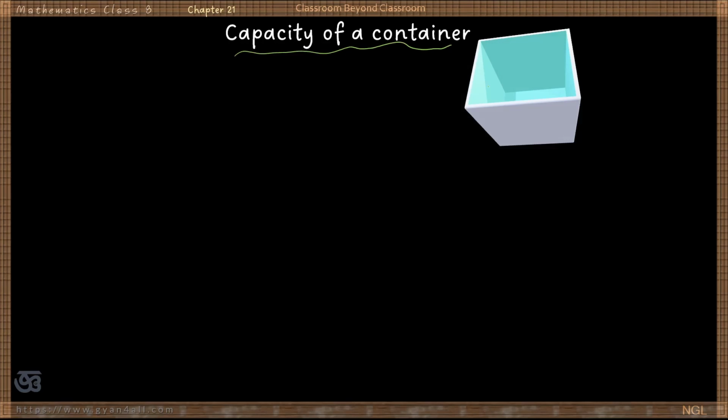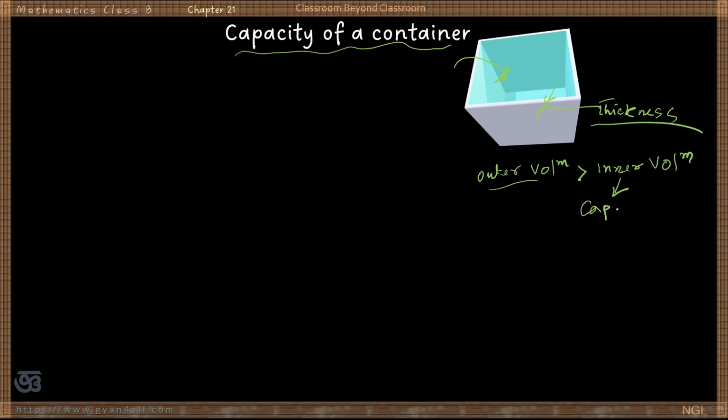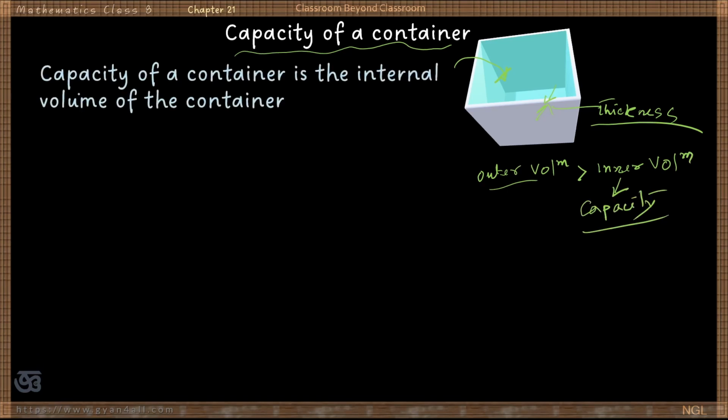Capacity of a container. This is a container, and it can contain or accommodate some material inside the container, and the material may be solid, liquid or gaseous. There is some thickness of the container. So the outer volume of the container is more than the inner volume of the container. And whenever we consider the capacity of the container, then we have to consider the inner volume of the container. And what is the definition of the capacity of the container? It is the internal volume of the container.